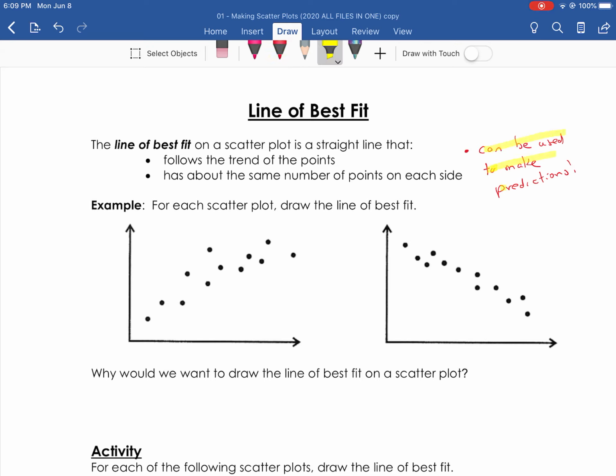So let me highlight that. I wrote it myself and then highlighted it. That's how important I think that sentence is. So, for each scatter plot, draw the line of best fit. My goal is to have about the same number of points above and below and follow the trend.